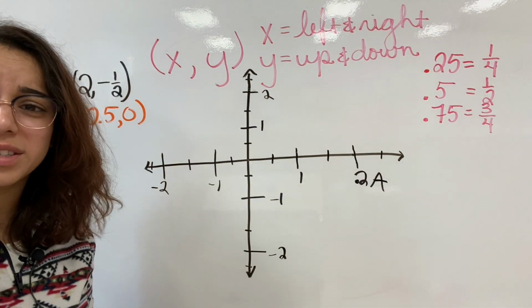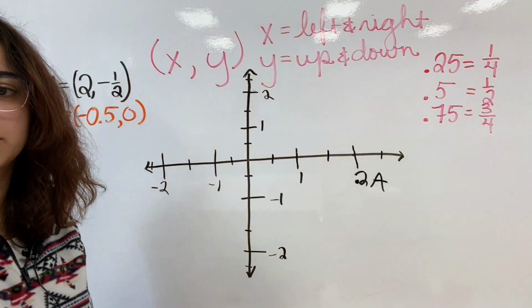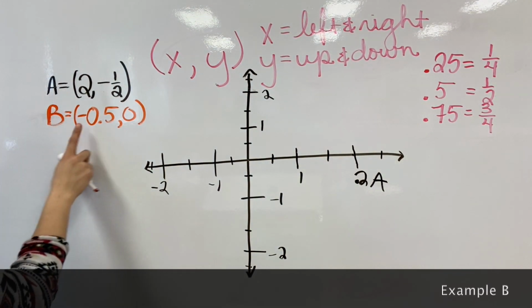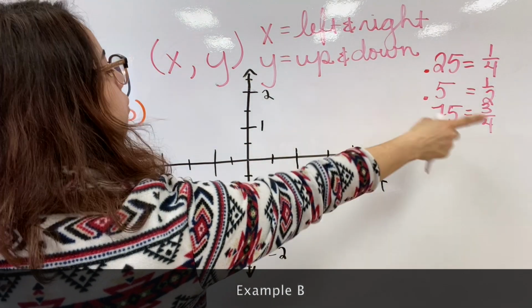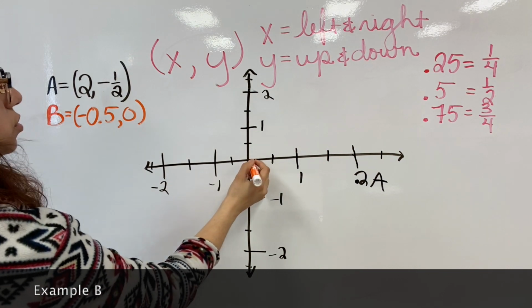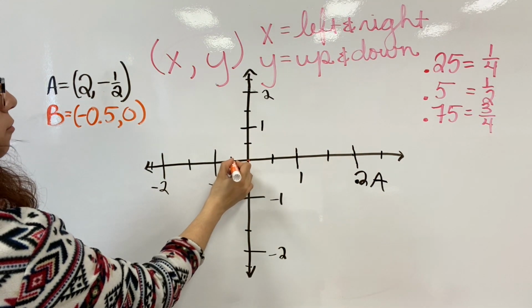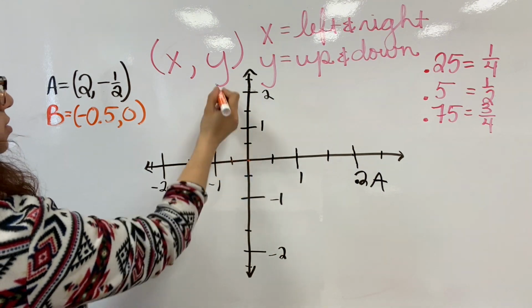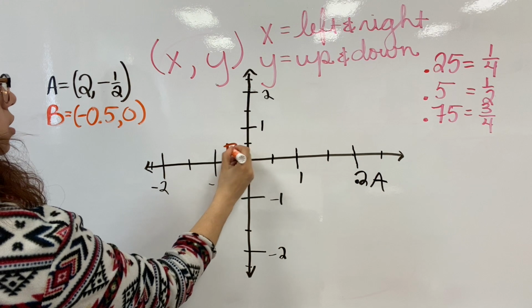What I should have done is had all of them in different colors to begin with, but we're going to move on. So point B tells us negative 0.5, which is the same thing as negative half, comma 0. So we're going to start right here at 0, 0. We're going to go negative half, which is right here, and then 0 up and down. So we're not moving up and down. So our point right here is B.